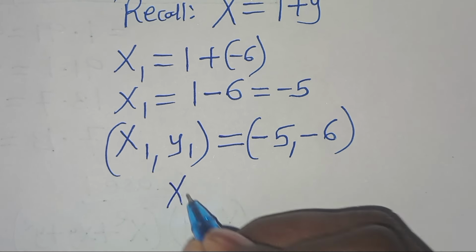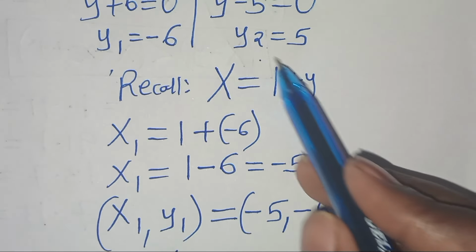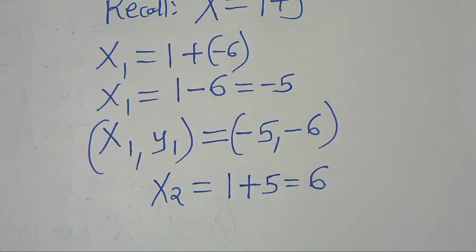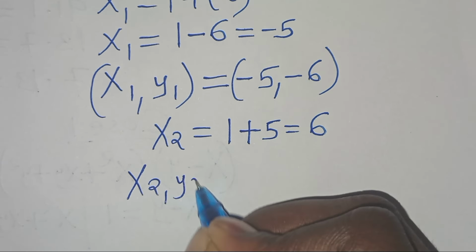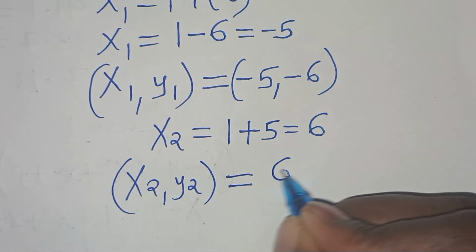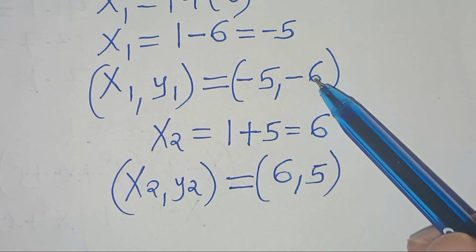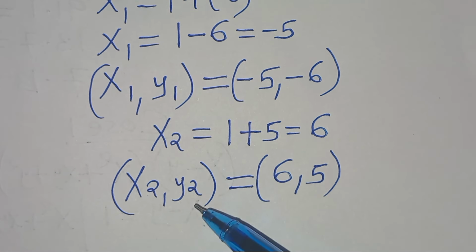Now x2 will be equal to 1 plus y2, which is equal to 5, and this is equal to 6. So x2 comma y2, the second set of solution here, is equal to 6 comma 5. So we have got in case 1 two sets of solution here, x1 y1 and x2 y2. So let's proceed to case 2 from here.